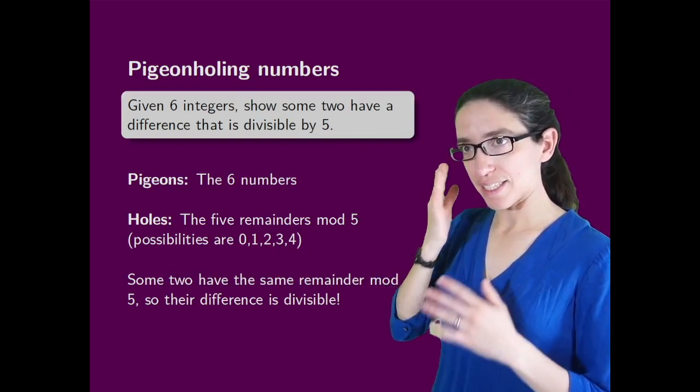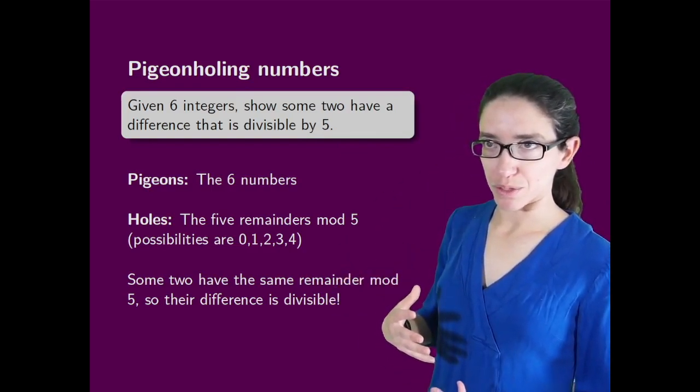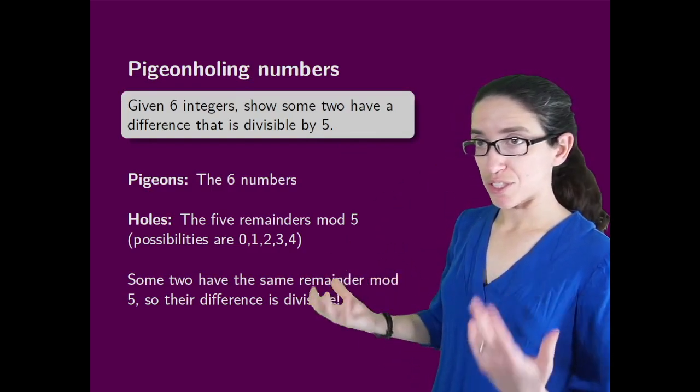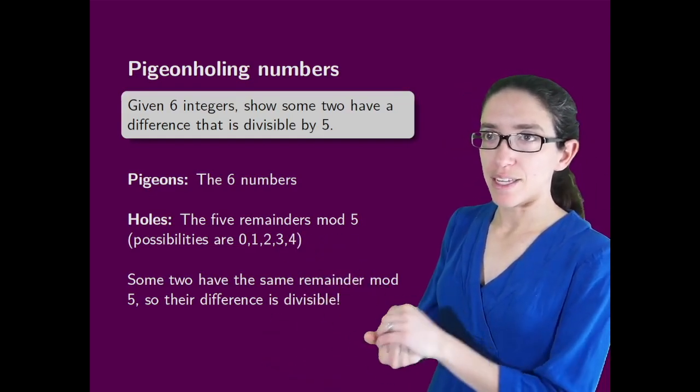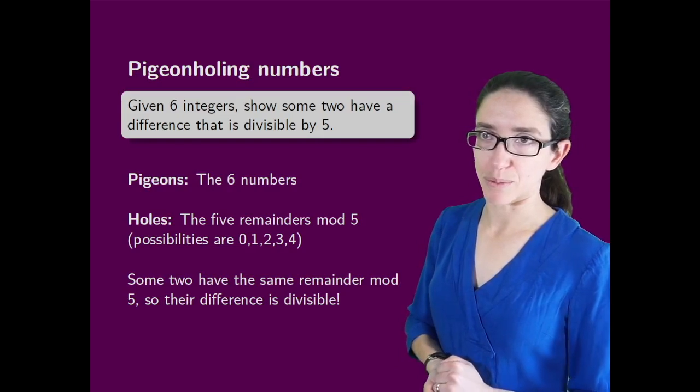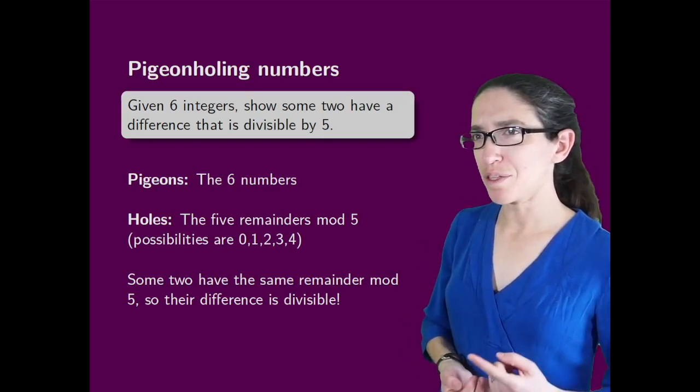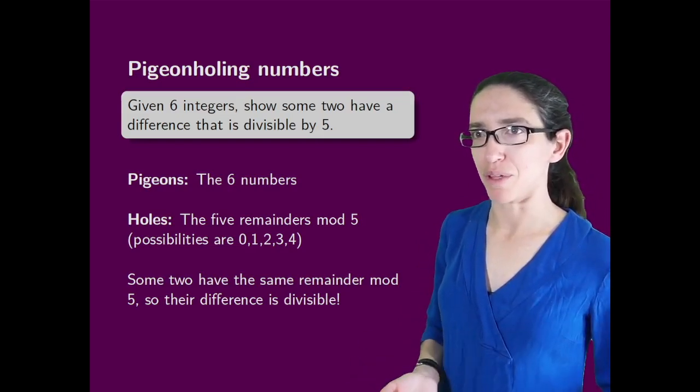If you want to show existence, sometimes the pigeonhole principle is good because the statement is some 2 pigeons are in the same hole. So existence of a pair is a good sign that we might want to use the pigeonhole principle. The trick is to figure out what are the pigeons and what are the holes to be able to apply the principle.